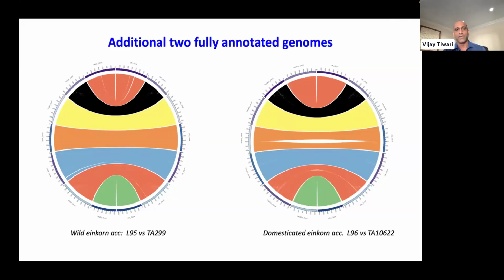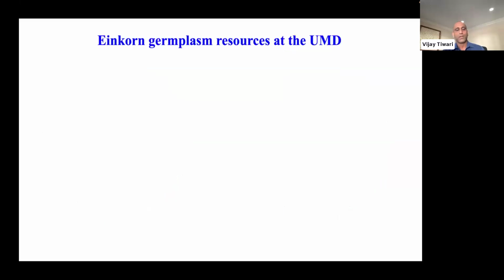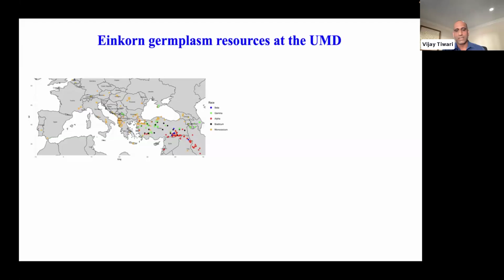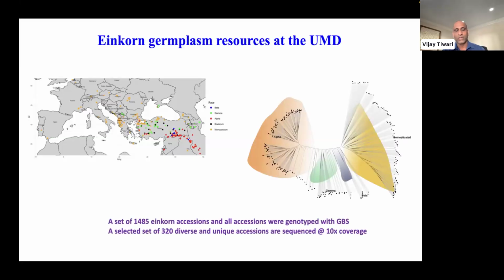And these are two other genomes, L95 and L96, compared with the wild and domesticated accessions that we worked on in our group. So we have about 1,500 einkorn collection at University of Maryland, and these collections have been received from US NSGC, from WGRC, NSGC, Canadian partners, and some Israeli partners, as well as from IPK Gatersleben, Germany.